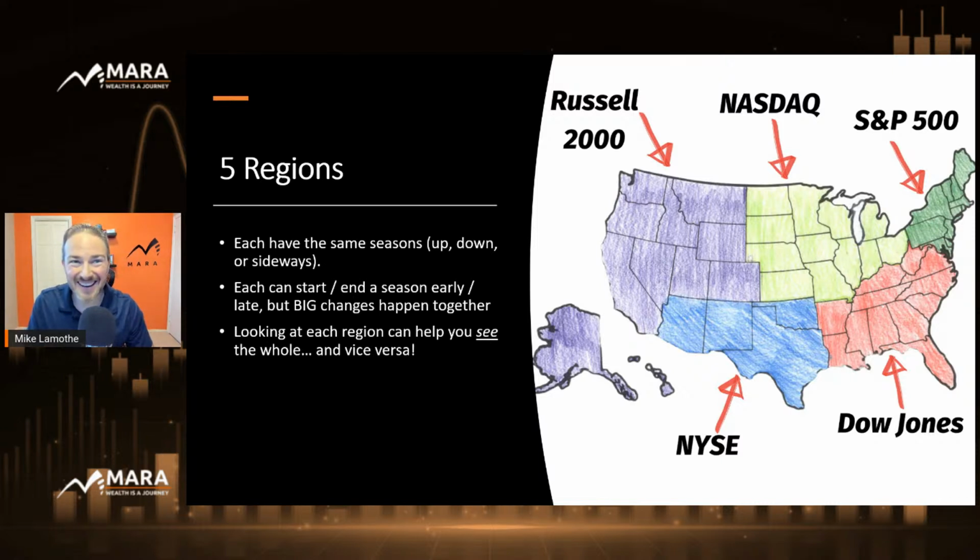Each season can start and end early sometimes. Sometimes it might start a little bit late. But the bigger changes are all going to happen together, right? Just like the regular seasons, just like how in New York right now we're starting to experience autumn, and some parts of the country might be a little bit colder, some might be a little bit warmer, but the whole country is transitioning. That's what happens with the market.